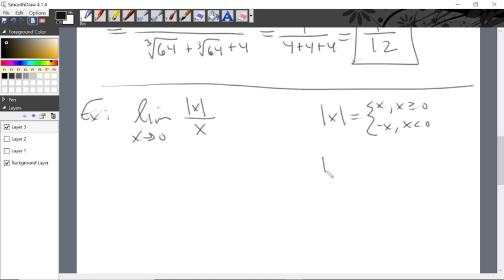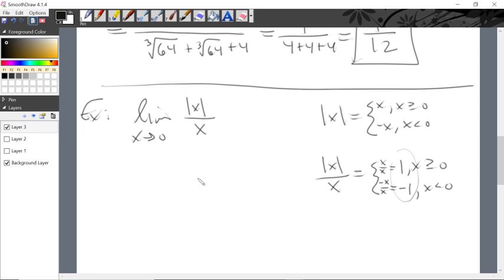Well, that means that the absolute value of x over x can be written as, if x is greater or equal to 0, this is equal to x over x, right? This is equal to x over x, which is just 1. But if x is less than 0, then the numerator would be negative x, right? So we would have negative x over x, but that is always equal to negative 1. Okay? So this tells us what this function is going to look like graphically.